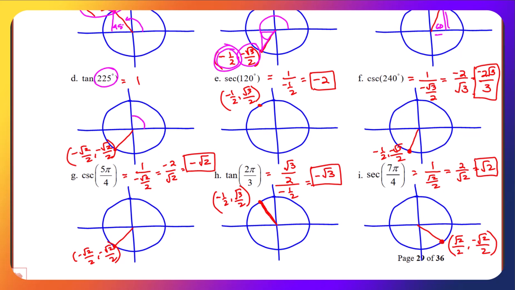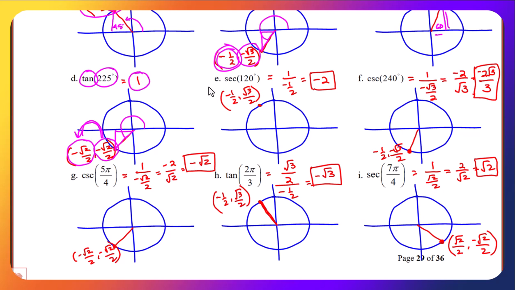225, well, that's 180 and 45 more. This is a 45, 45, 90 right triangle. You need to know these numbers. That's to the left, -root 2 over 2. Down, -root 2 over 2. Tangent is y over x, while anything over itself is 1.